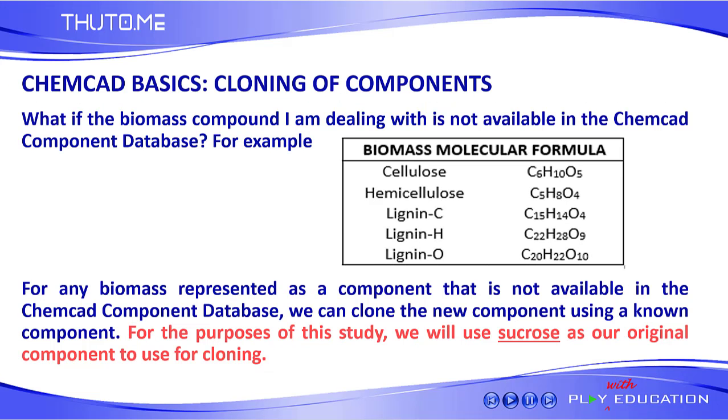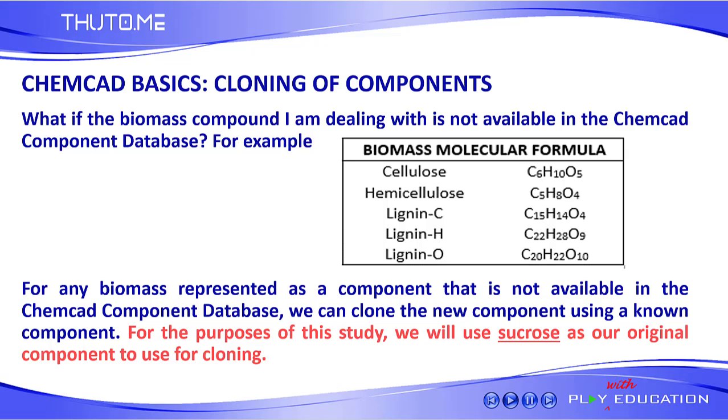In this section of the lecture, we are going to look at what to do if the biomass compound that you are given is not available in the Chemcad component database. For example, if you are given cellulose, hemicellulose, lignin C, lignin H, and lignin O, which I know for sure are not available in the Chemcad component database.